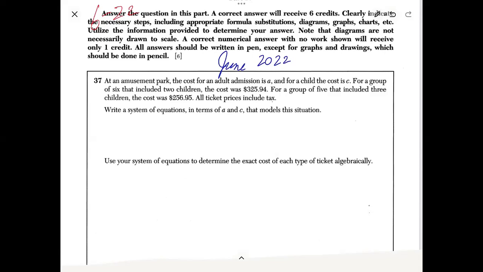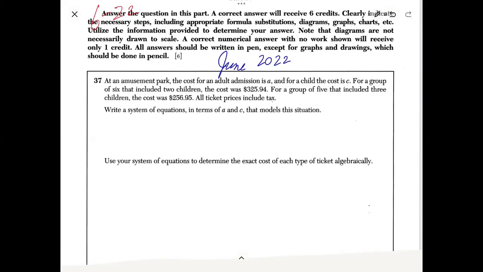It says we got an amusement park. The cost for adult admission is A, and the cost for a child is C. It says for a group of six that included two children, the cost was $325.94. Oh, the amusement park must be Walt Disney or something, because that's pretty expensive. And then it says for a group of five people that included three children, the cost was $256.95. All ticket prices include tax. It says write a system of equations in terms of A and C that models the situation.